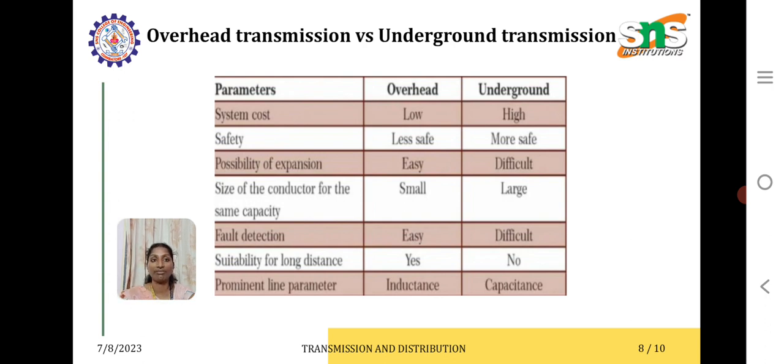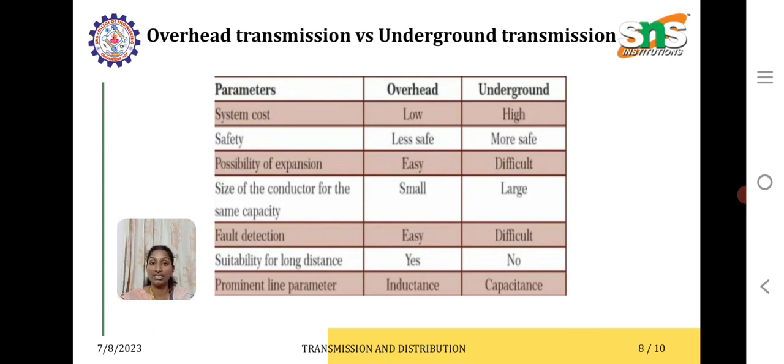And safety: overhead is less safe compared to underground, because underground will not be accessible to kids or human beings. Possibility of expansion is easy in overhead, but if it is underground we have to dig everything and rearrange all the materials, so it is difficult. Size of the conductor for the same capacity will be small for overhead and large for underground.